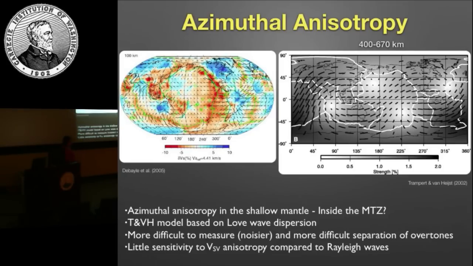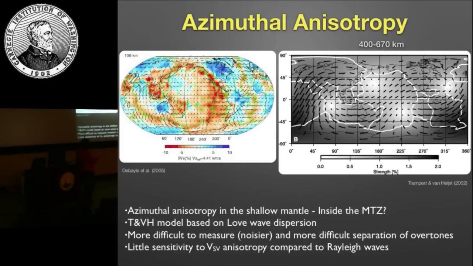Now there's another type of anisotropy. It's called azimuthal anisotropy, which is basically, if you're in a horizontal plane, which is the fast direction for seismic waves. Is it in this direction or in this direction, and so on. And we know it's present in the upper mantle. We have lots of evidence for it, some small variations between the models, but not too bad.